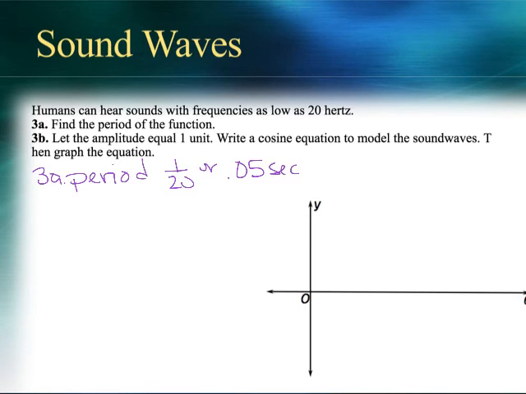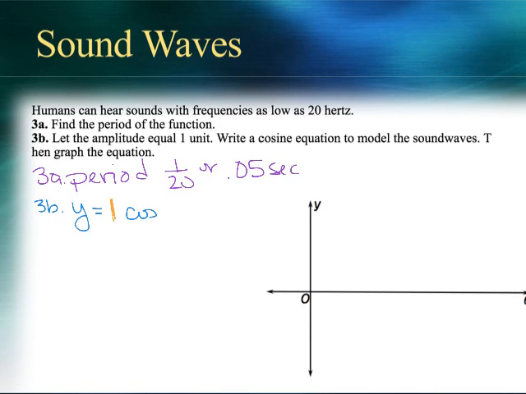For 3B, it's asking us to write an equation. Well, that's fine. The only thing is they give us the amplitude is 1. We're going to use cosine. But if it doesn't say, you can just use cosine, or you can use sine. It doesn't matter. It'll end up with the same information.